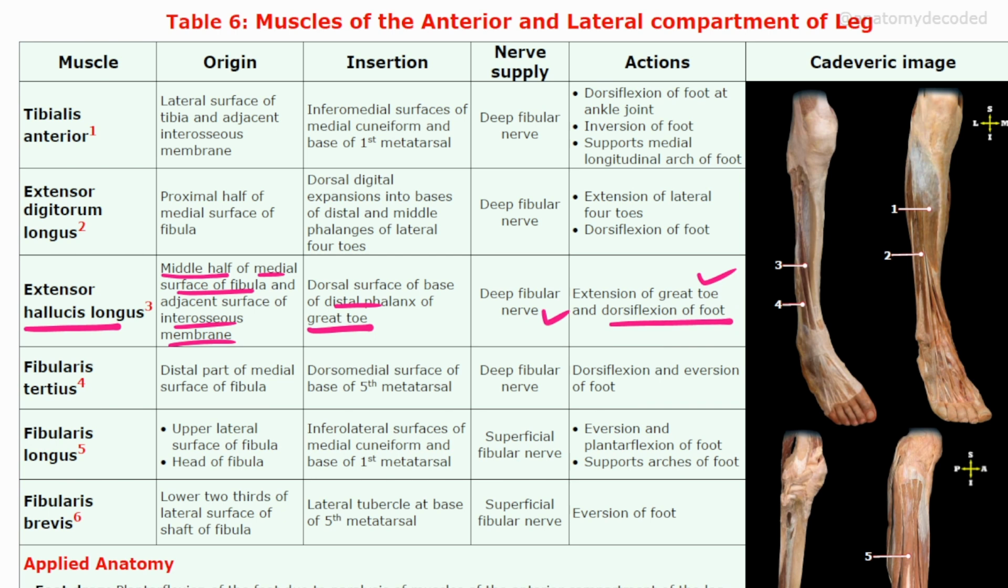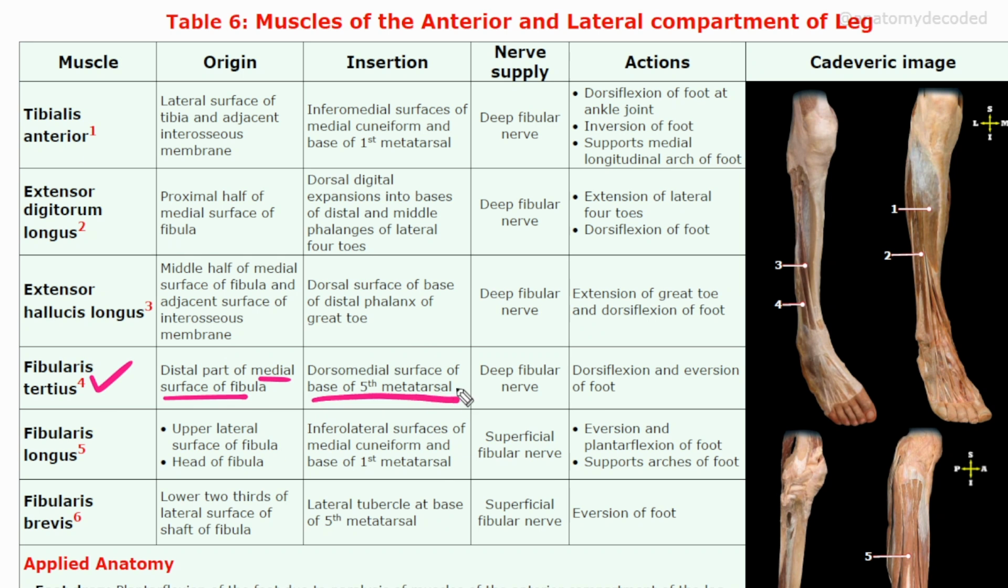The next muscle is fibularis tertius, arising from the distal part of the medial surface of the fibula. Insertion is onto the base of the fifth metatarsal, on the dorsomedial aspect of the fifth metatarsal base. Nerve supply is the deep fibular nerve. Action is dorsiflexion and eversion of the foot, because the fifth metatarsal is present on the lateral aspect. So contraction of this muscle can cause eversion of the foot.